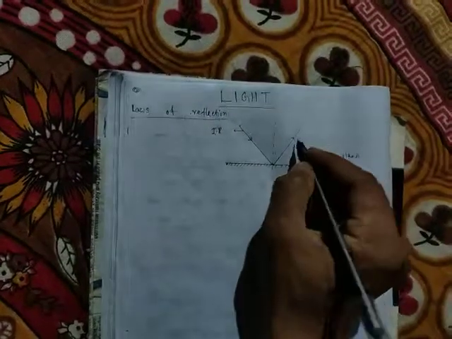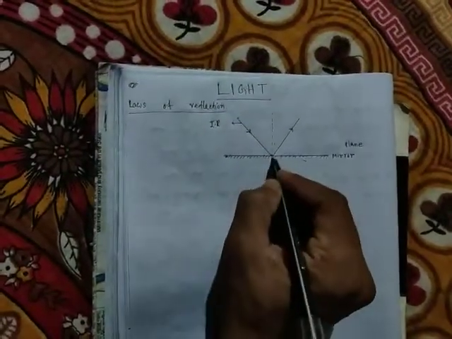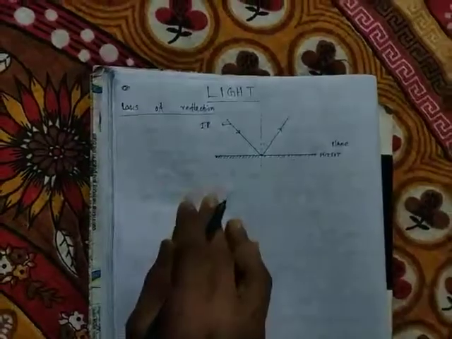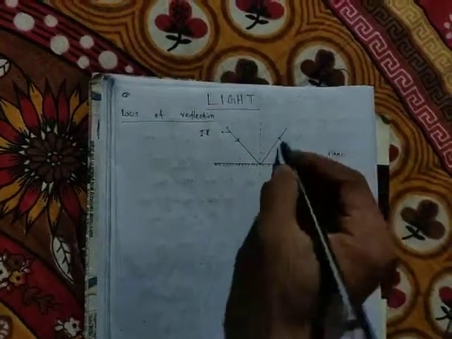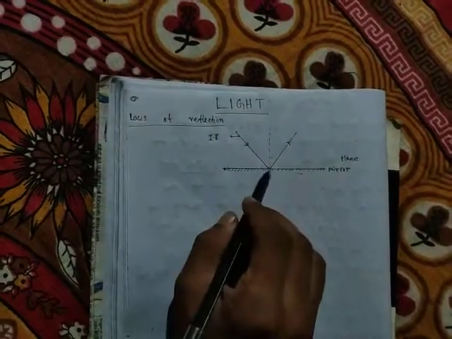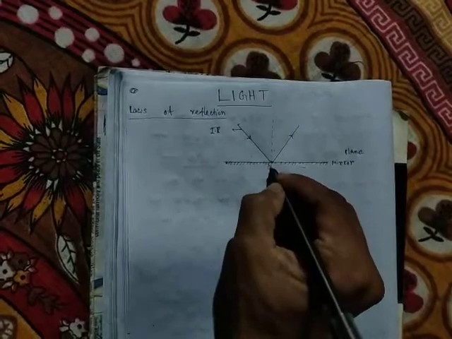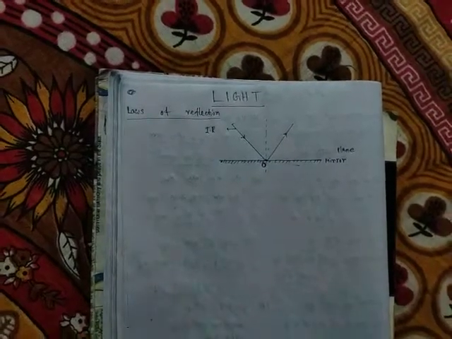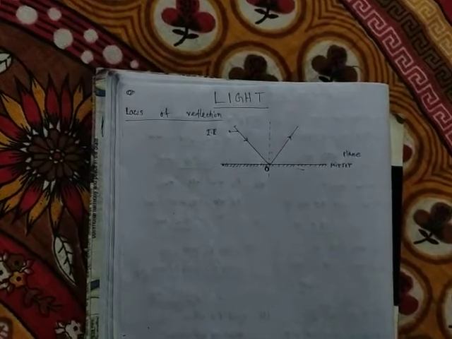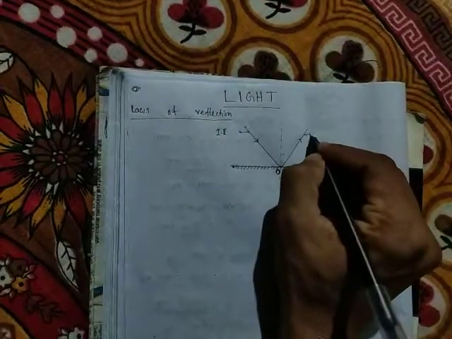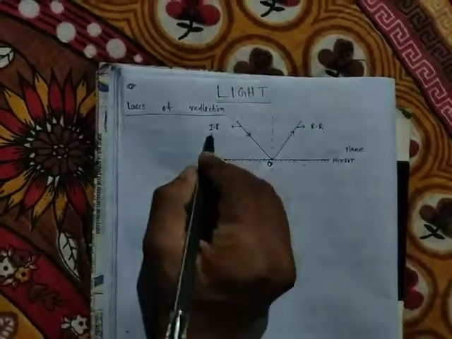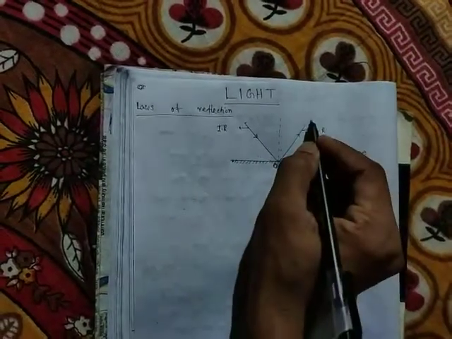After striking the surface, the ray gets reflected, or it returns back to the initial medium again. Suppose this is a point O. After striking the surface, the ray returns back to the initial medium, and that ray is called the reflected ray. RR means reflected ray. So this is the incident ray, this is the reflected ray.